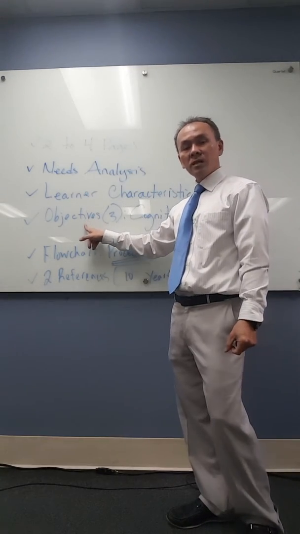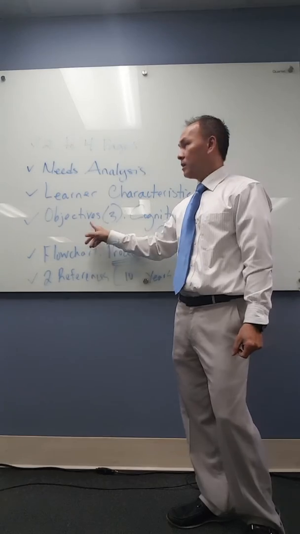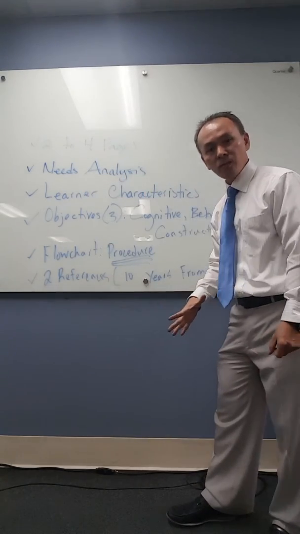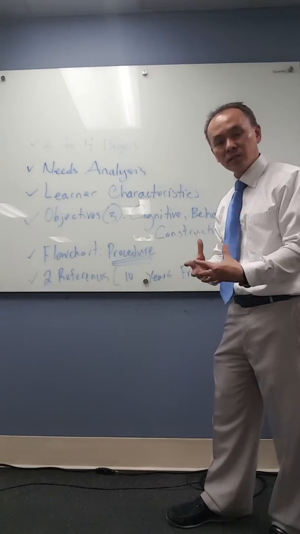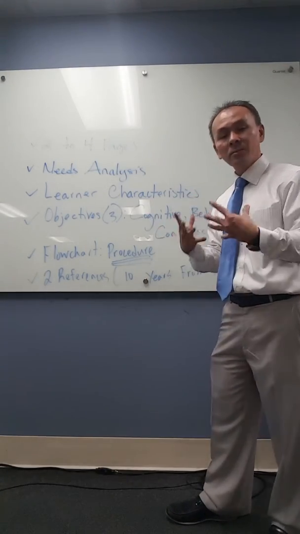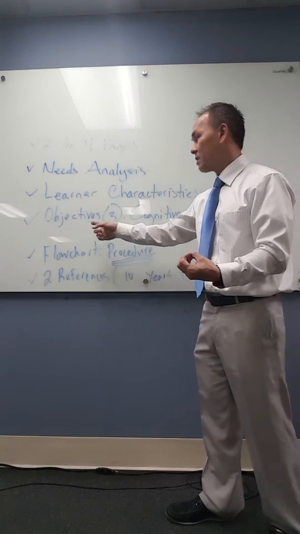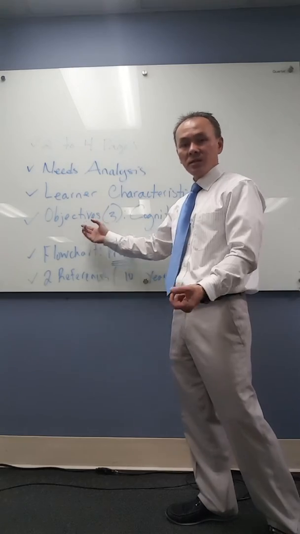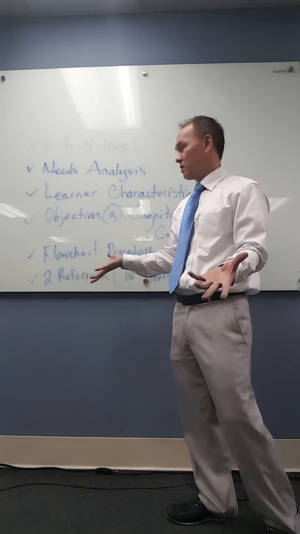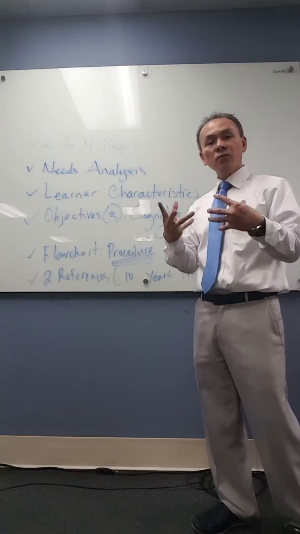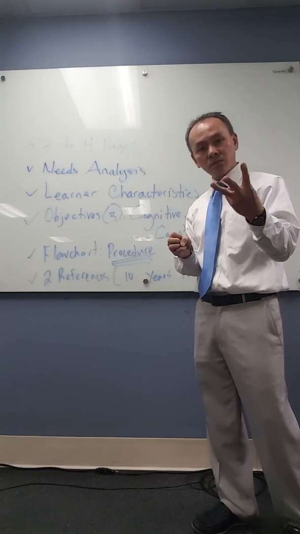Then you need to come up with the objectives, okay? In every training module, in any classroom, you have to tell the learners what they're supposed to learn. This is the foundation of our instruction. Without objectives, we don't know where we're going. So you need to make sure you have the objectives. So you need to come up with 3 objectives.